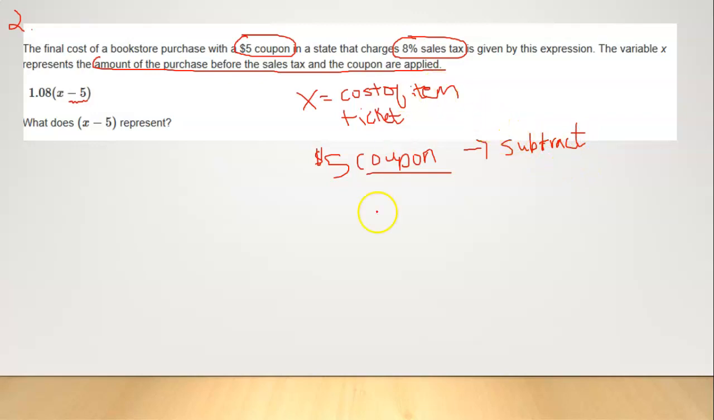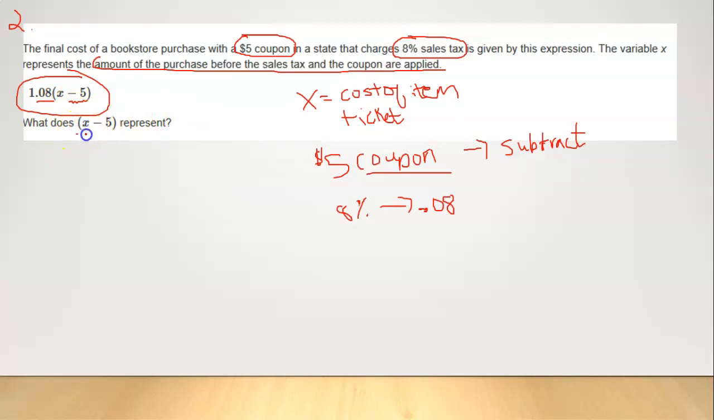The last thing to look at here is the 8% sales tax. So remember we talked about turning percents into decimals. You don't actually have to do that. The expression itself is already done for you. You can see there's that decimal of 0.08. Now it does have a 1 in front of it, and this example is showing when you multiply it by the whole thing. So they basically did 108% of the price.